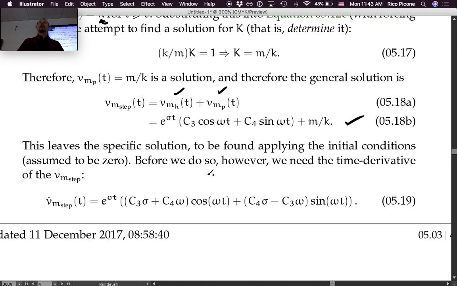We're not given VM of 0 in the problem, and VM dot of 0 is not given. As is typically the case, if we're not given initial conditions and we want to know the response of the system to some input, we say the initial conditions are 0. So we need to apply initial conditions VM of 0 equals 0, and VM dot of 0 equals 0. We need to know what VM dot is if we're going to find what VM dot of 0 is. So we compute that, and that's 519.